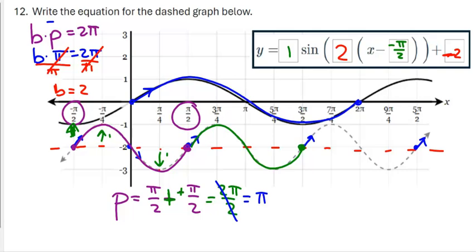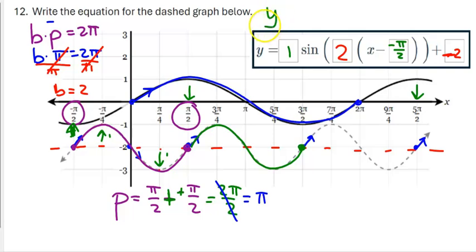So one thing I want you to get in the habit of is, okay, shade that period that you're going to be using. As I mentioned to you, I could have chosen negative pi over 2. I could have also chosen pi over 2. So if I would have started here, for example, and would have done the 2 periods and ended over here, then my number for my c value would have been positive pi over 2 instead of negative pi over 2.